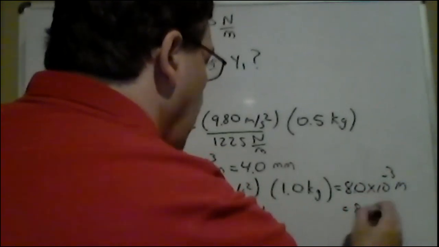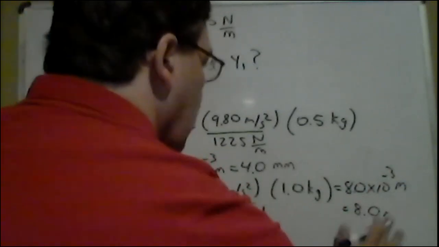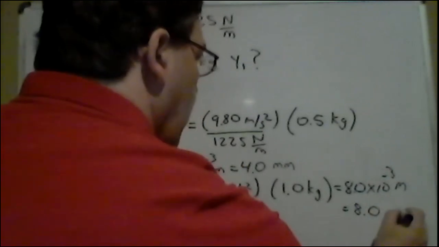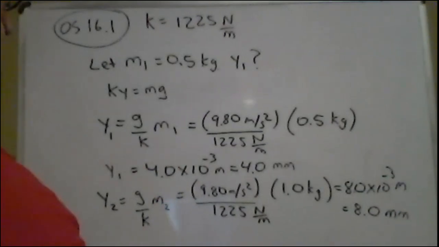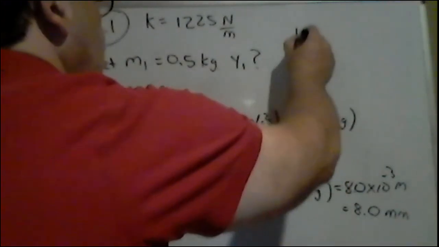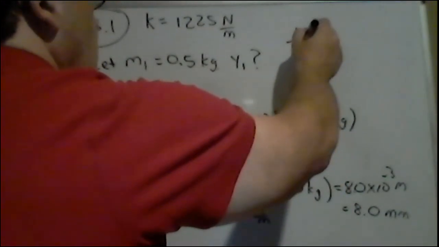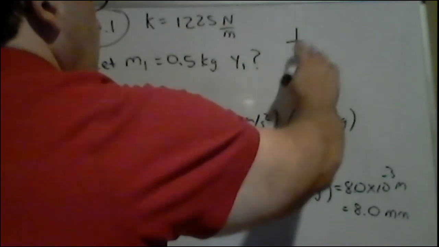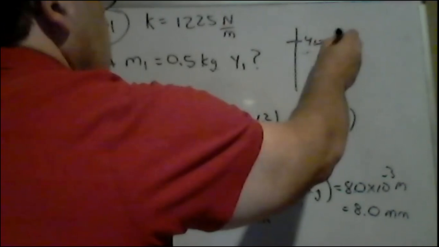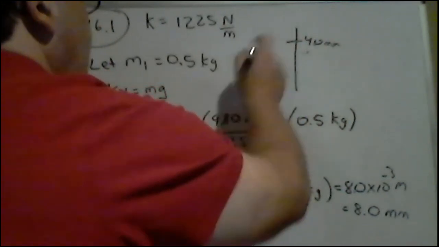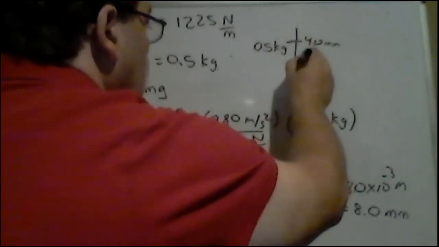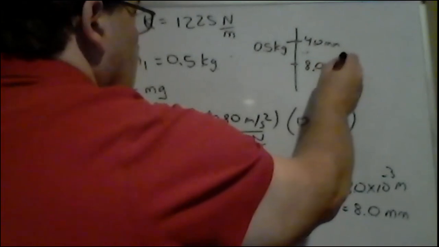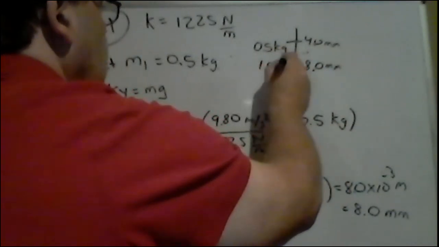Or 8.0 millimeters. So to go from a half kilogram increments, well, my scale would do what? I would come down here at about 4.0 millimeters, and I say, well, that is a half a kilogram. And I measure closely and say, okay, here's 8.0 millimeters. Well, that would be 1.0 kilograms.